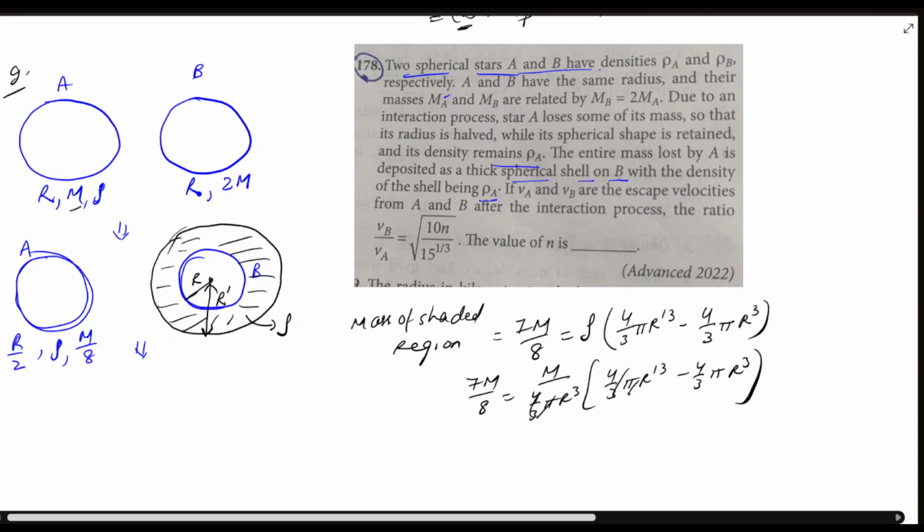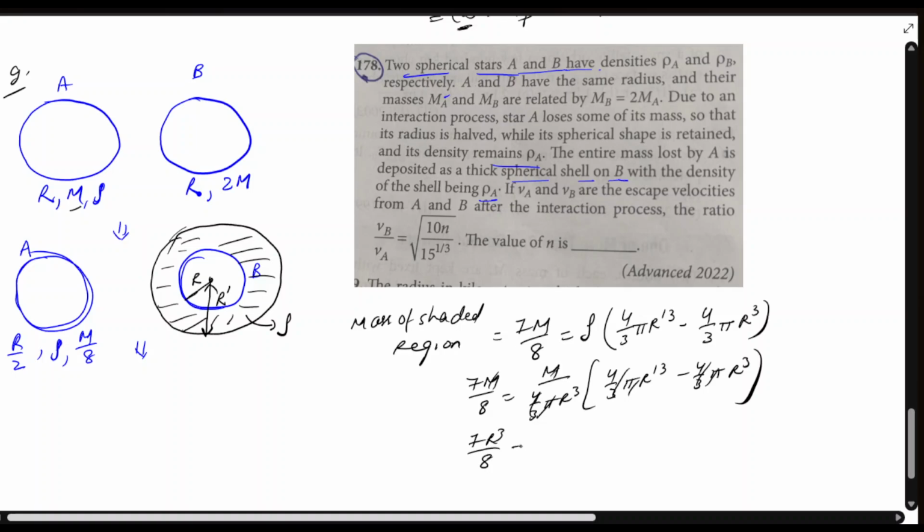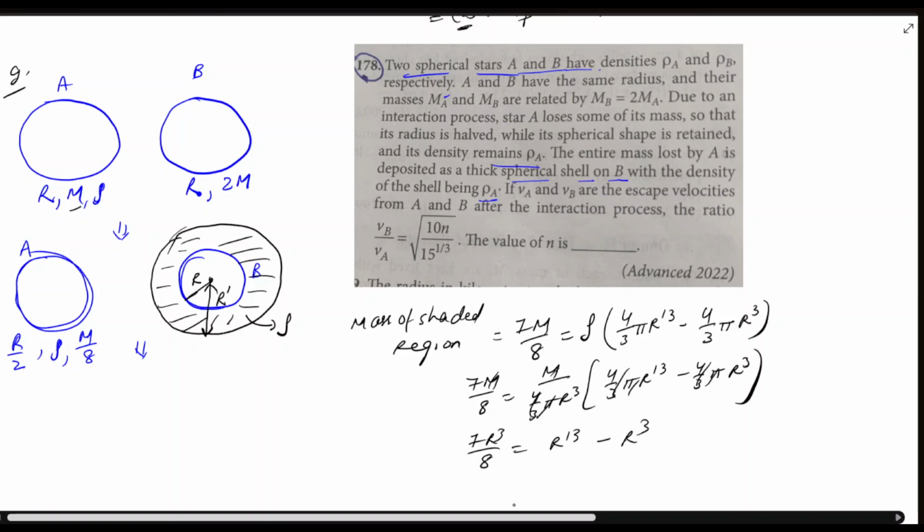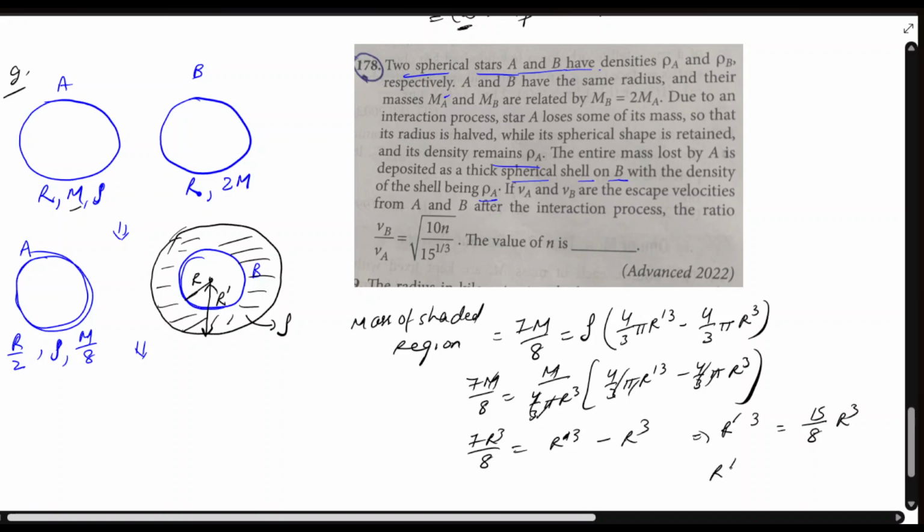So 4 by 3 will get cancelled. If we take this common, M also cancels. So we'll have 7 r cube by 8 equals r dash cube minus r cube. So this will go here. This is r dash, right? So we have r dash cube equals r cube plus this, so it will be 15 by 8 r cube. So we have r dash as 15 to the power 1 by 3 r, divided by 2. So we got the r dash, right?